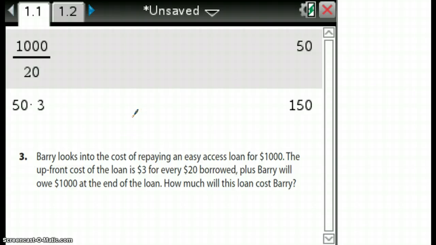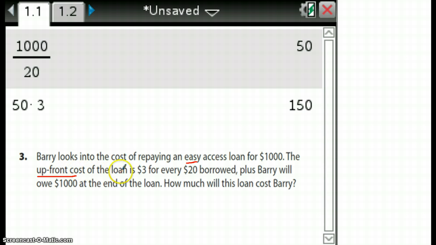Now, question 3, pretty unique, but there are several ways we could attack this. I always try to look at the easiest way to address a problem, and it says easy right there. And it says he's looked at the cost of repaying an easy access loan for $1,000. Upfront means this is what you're going to pay before you even get the money.